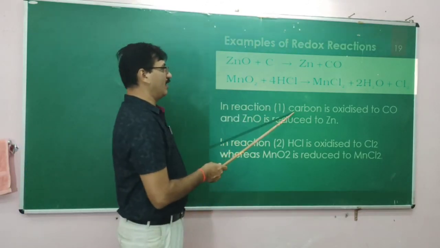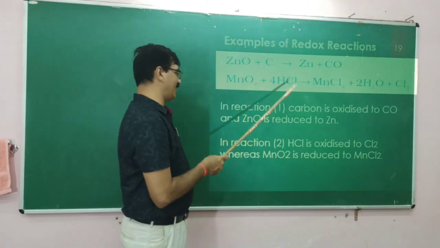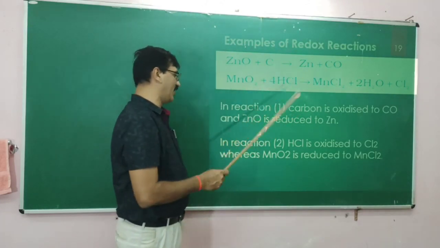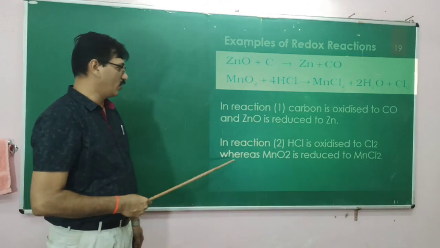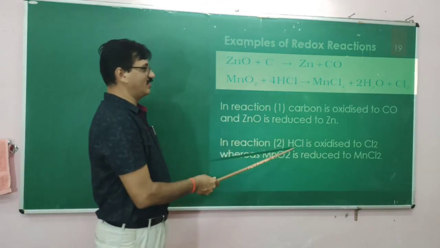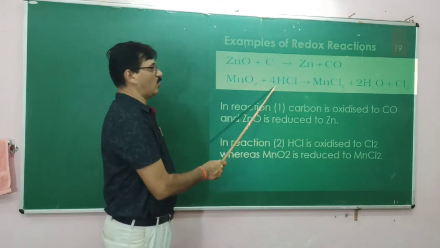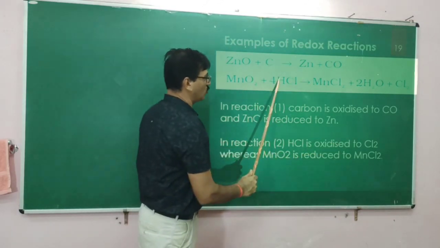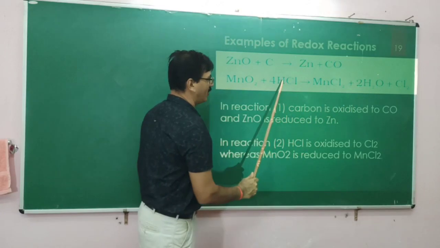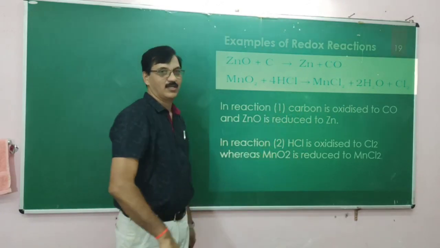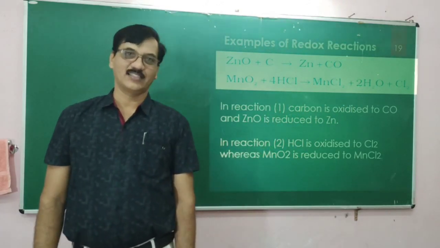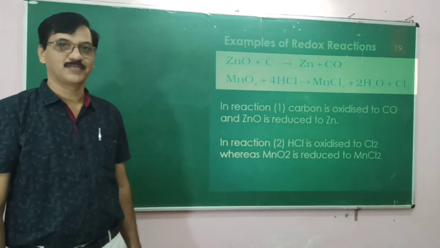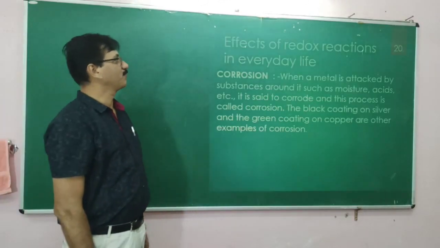So carbon is oxidized to carbon monoxide in this case, and zinc oxide is reduced to zinc. This is very easily followed. In reaction 2, HCl is oxidized into Cl2, and H2O is being formed. Oxygen is added to hydrogen. Therefore, it is getting oxidized. Think more about it. You will get some more answers.